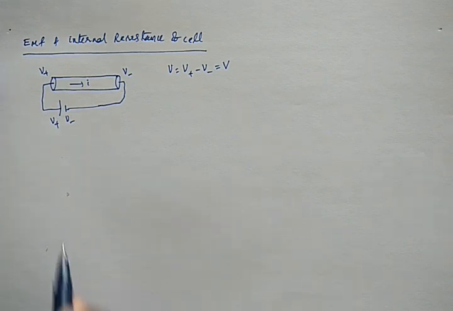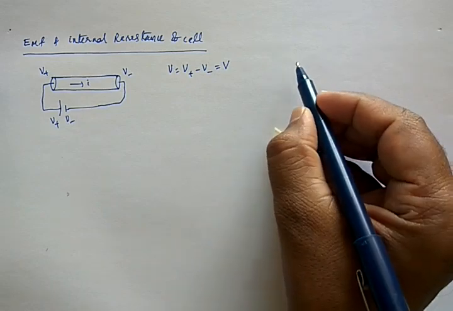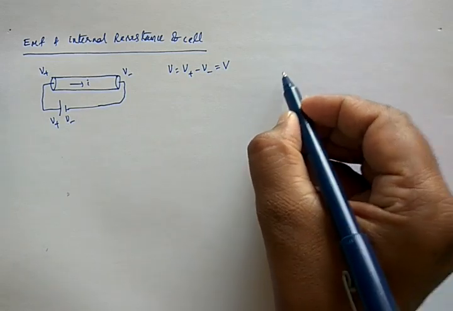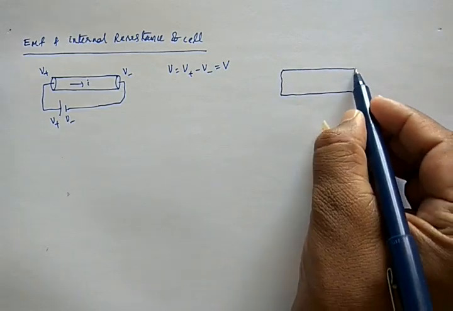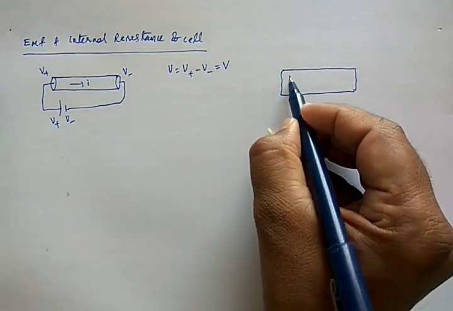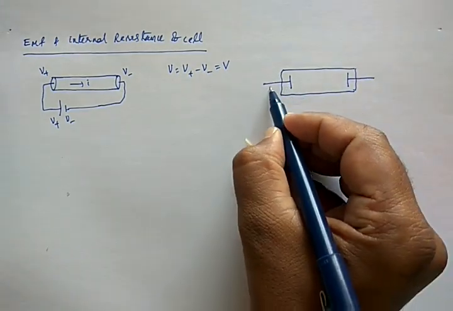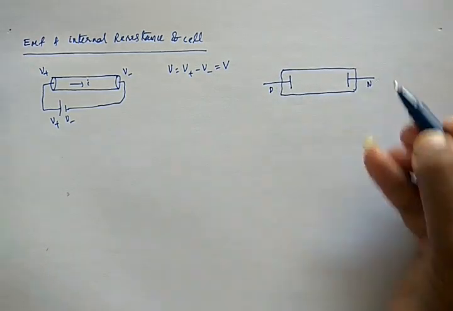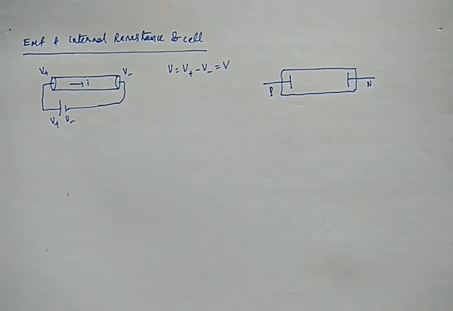So let us look at the structure of the battery first. Say this is the battery, so here I am drawing, and inside the battery there will be two terminals. One is called the positive terminal and one is called the negative terminal. This is the positive terminal and that is the negative terminal.